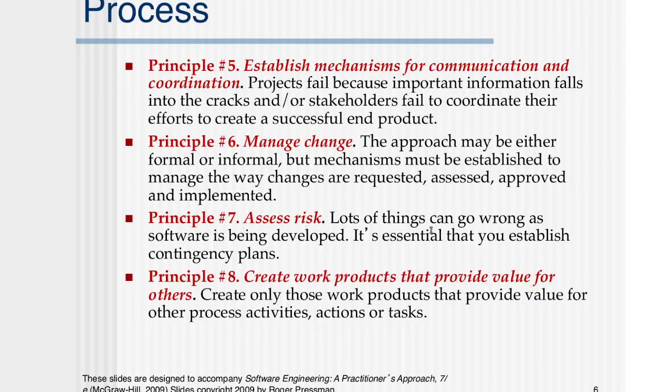Assess the risk. Lots of things can go wrong as software is being developed. So it is essential that you establish contingency plans, so that at certain milestones, if something happens, you know what things we can do. Create work products that provide value for others. You already understand this: you have to create only those work products that provide value to other process activities, actions, or tasks.